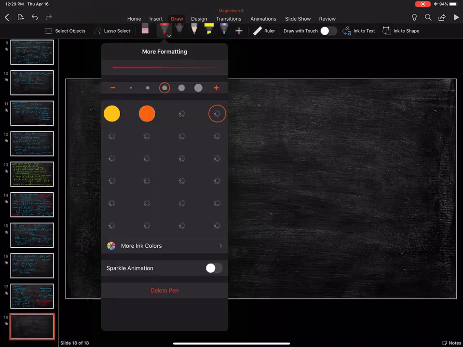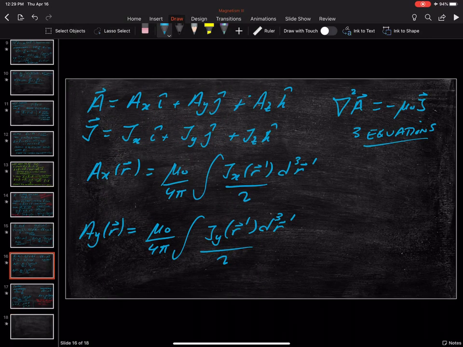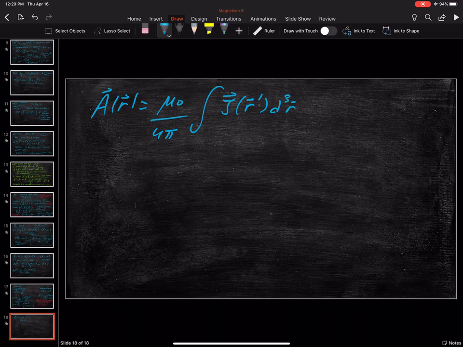Okay? So, again, let me just mention something about this, then we will see an example. Notice, this thing says that A is parallel to J. So the magnetic vector potential points in the same direction as the current. You can also write this in a slightly different way. Let me write this. A of R is equal to, again, just rewriting it, mu naught over 4 pi integral J of R prime d3R prime all over R.